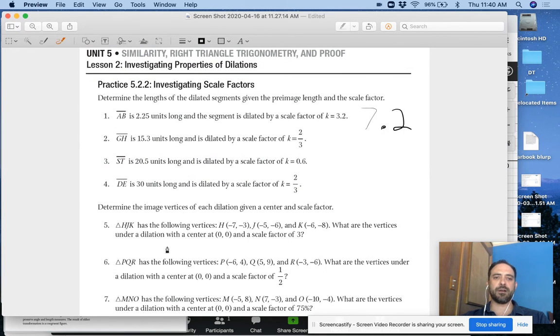And if we look here, PQR has these points. It has a scale factor. Center is 0. It's going to be the same process. Here, MNO has these points. It's dilated from 0. Scale factor is 75%. So instead of multiplying by 3, we'd multiply by, what's this as a decimal? 0.75. Okay? I think this lesson is actually very doable.